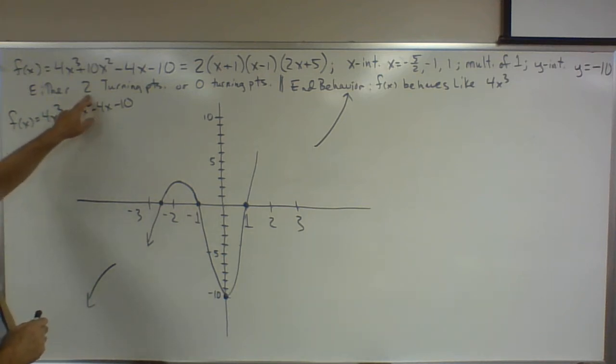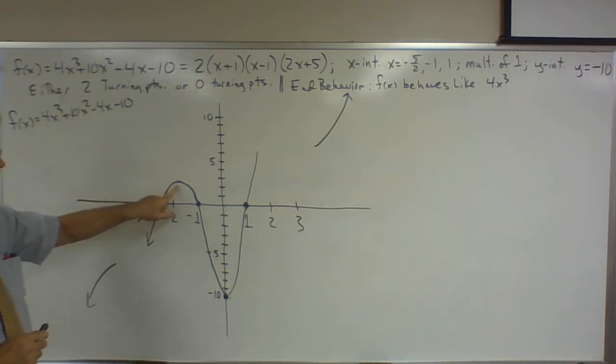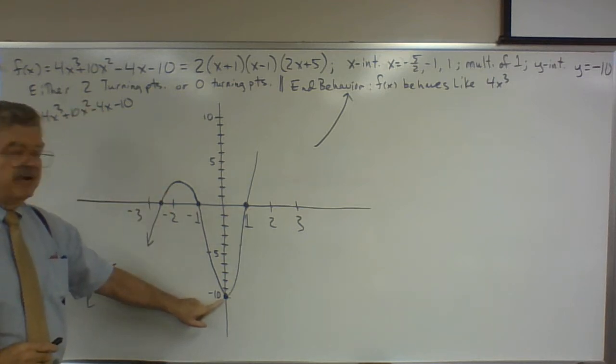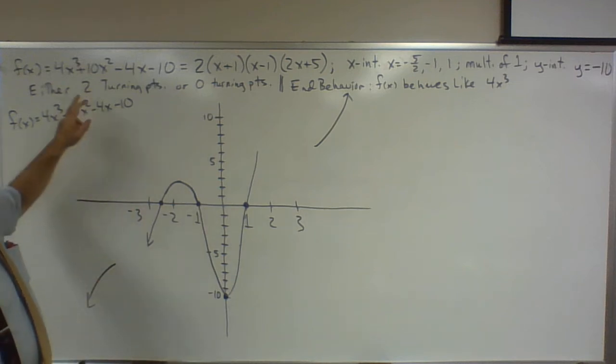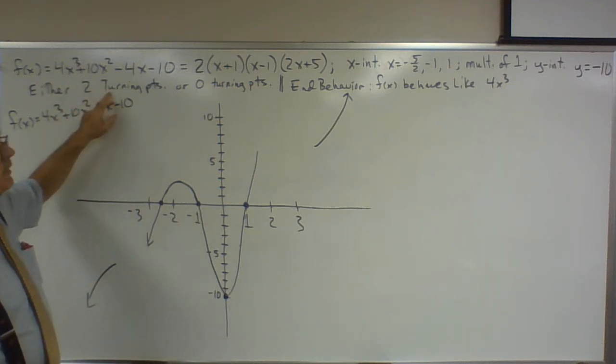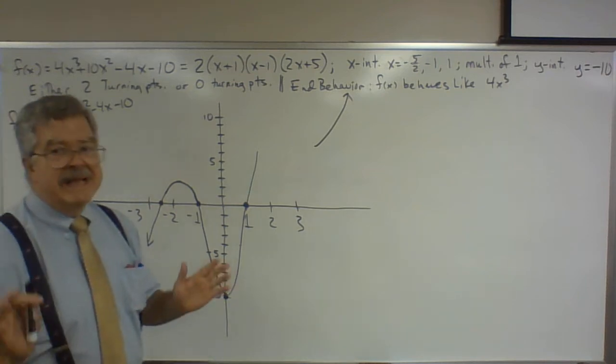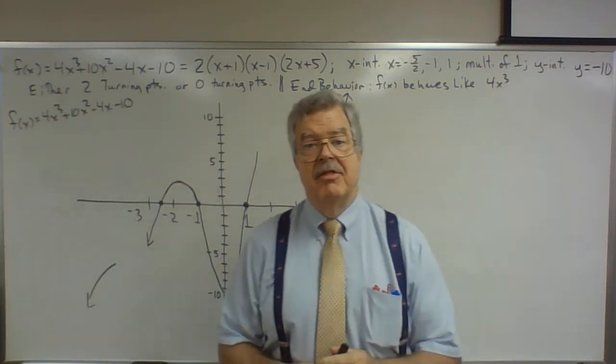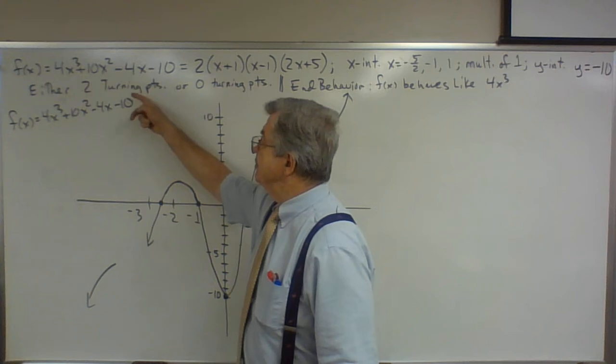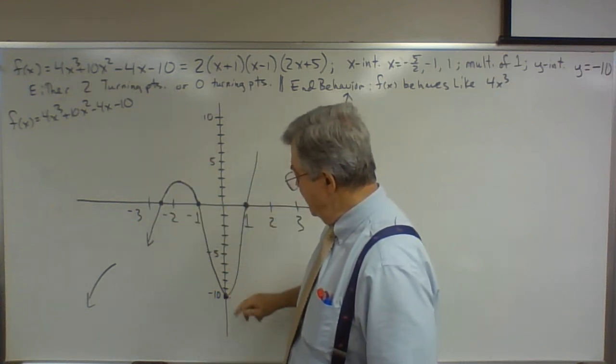Now, we had 2 turning points. We got a turning point right here. We got a turning point right there. Maximum number of turning points is 2. 1, 2. We ain't got no more. The most we can have is 2 turning points, and here they are.